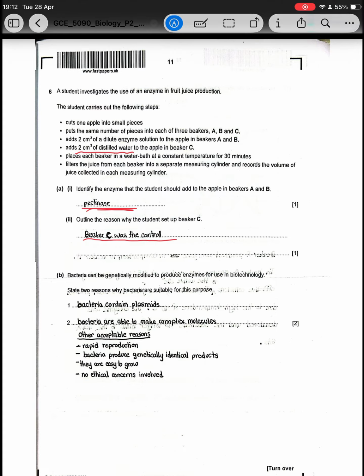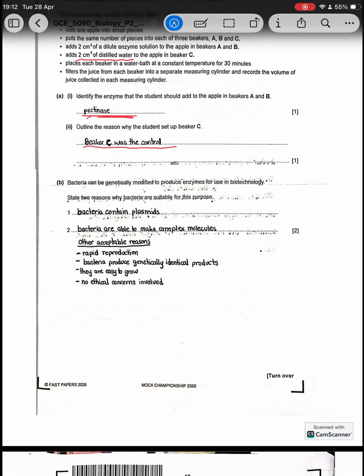In B, bacteria can be genetically modified to produce enzymes for use in biotechnology. State 2 reasons why bacteria are suitable for this purpose. So there are a number of points here. You can mention either 2 to get 2 marks. So bacteria contain plasmids. Bacteria are able to make complex molecules, and because of this, they produce genetically identical products.